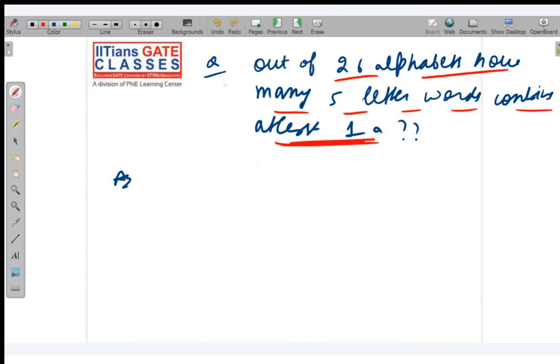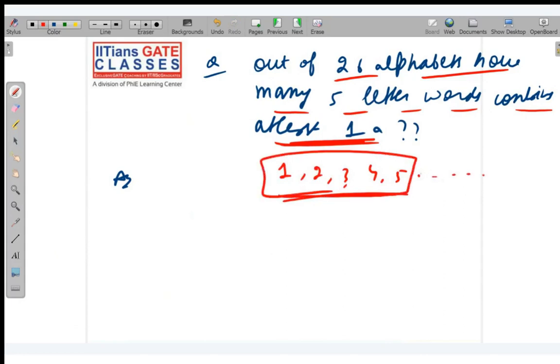Are you getting it? Now, at least 1 A means what? 1 A, 2 A's, 3 A's, 4 A's, 5 A's. So these are many cases. Total 5 cases you have to consider, and you have to apply rules and regulations. You will get the answer, but it will be really difficult. So the better way is to go by the complementary method.